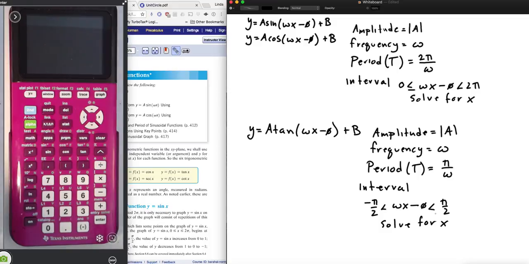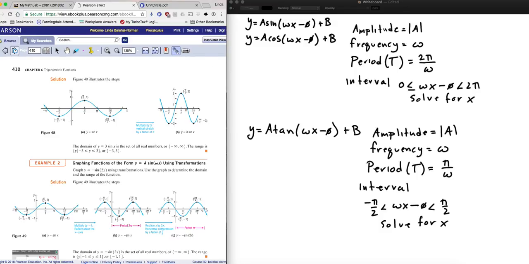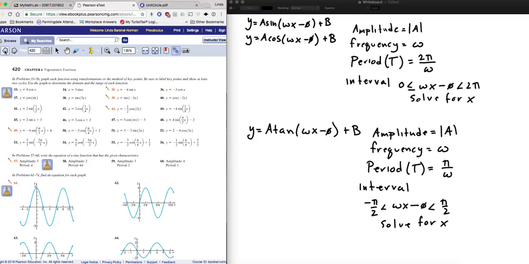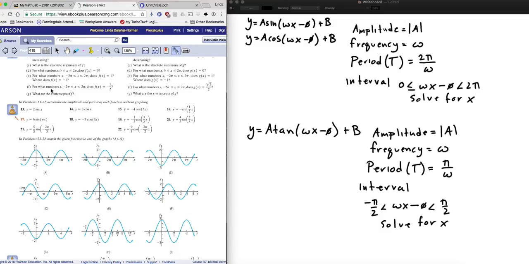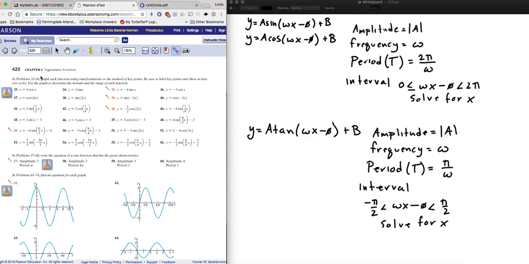Now, in terms of what I want you to do in the book for practice, let me get to the problem set, hang on. Whoop, too far. Don't work on those, those are matching problems. Work on these, graph each function. So start here, page 420. Take a look at 33 through 56. Those are all just sine and cosine.